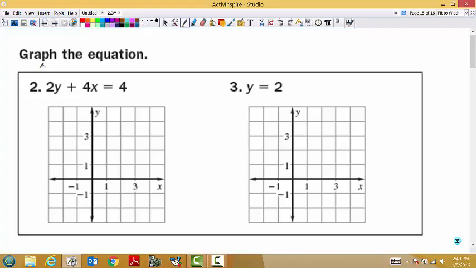Moving on. Graph the equation. So you can stop and try these and see if you can get them right really fast. And you can graph them however you want. I would graph this one using intercepts and this one using the horizontal and vertical lines.